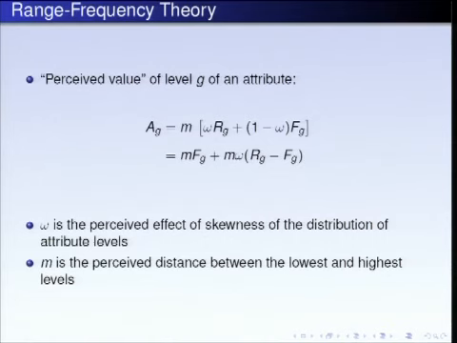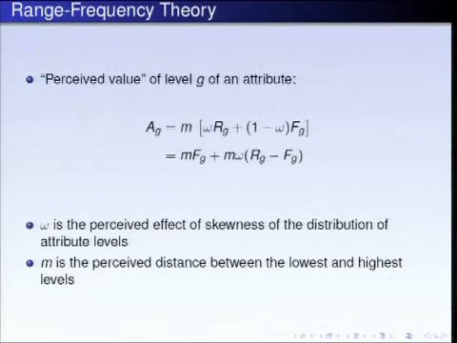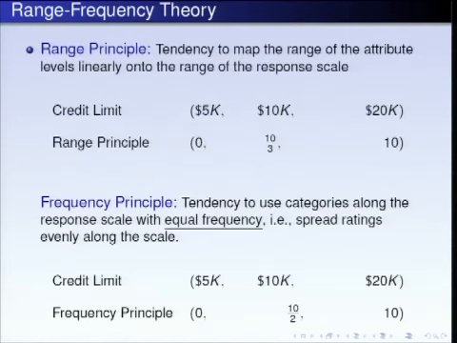If the omega is 1, that means people are using the range scale, which is this first one. They're doing a linear map. And if the omega is 0, then they're using the frequency scale and rating the middle value as halfway up the scale. So omega in some sense is the perceived effect of the skewness of the distribution of the levels. M is the perceived distance between the lowest and the highest level. So in other words, maybe you're not going to use the entire scale like that, and in fact most people don't. So let's either shrink or extend the scale.